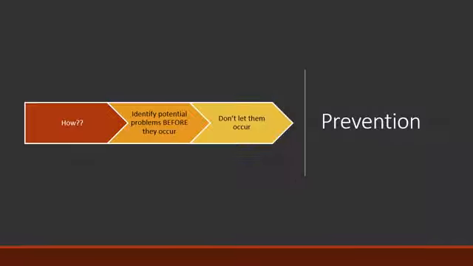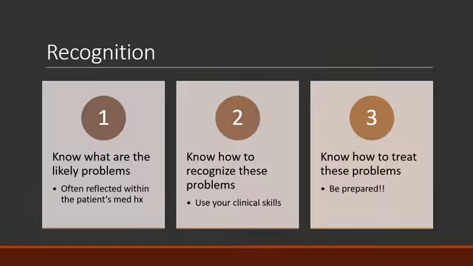So once again, our big goal here is to prevent the problems or complications from arising in the first place. How do we do that? We help identify potential problems before they occur, and then simply make sure that we take the appropriate steps to prevent the problem from occurring in the first place. Now, we also need to know how to recognize problems that may arise. We need to know what the likely problems are for the particular patient and the surgery and the anesthetic plan. And oftentimes, those likely problems are reflected within the patient's medical history.